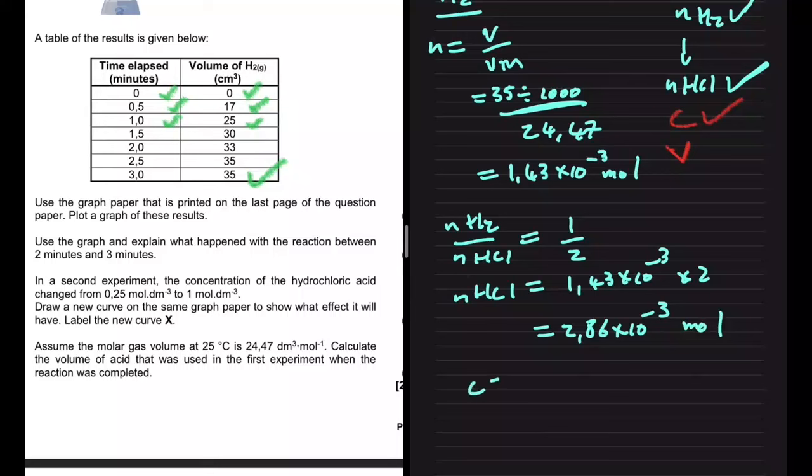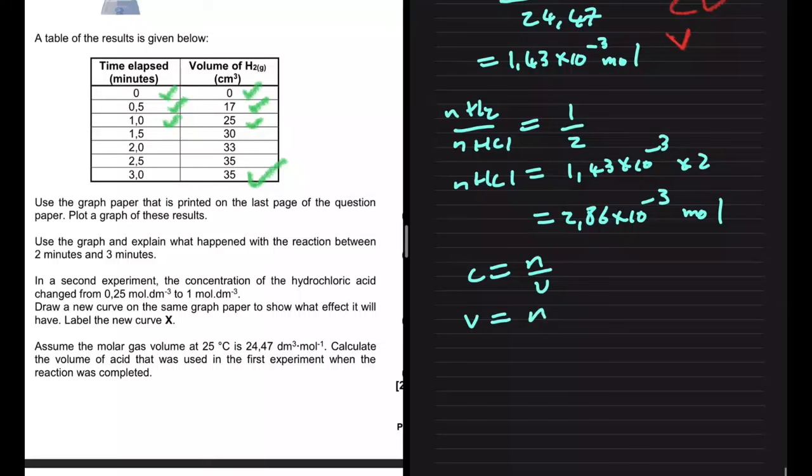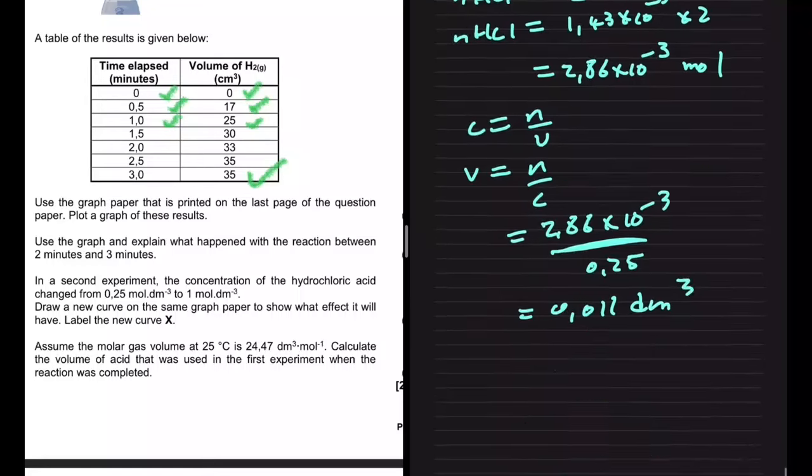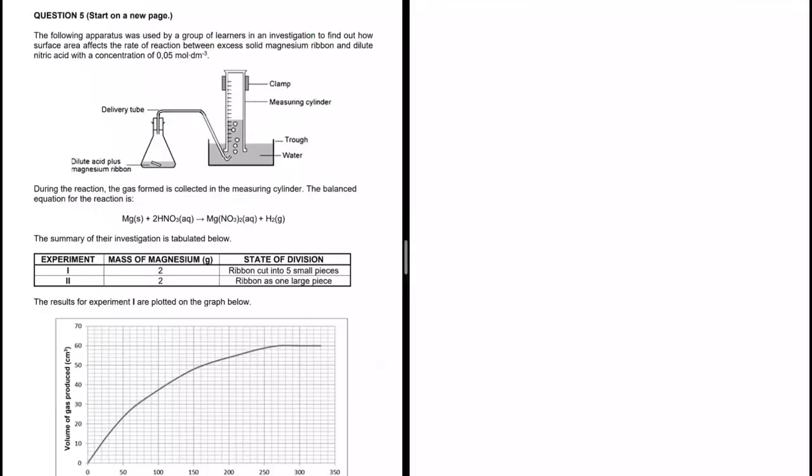And the last step: concentration is number of moles divided by the volume. So the volume will be equal to the number of moles divided by the concentration. The number of moles is 2.86 times 10 to the minus 3. The concentration is 0.25. That is 0.011 decimeter cube.